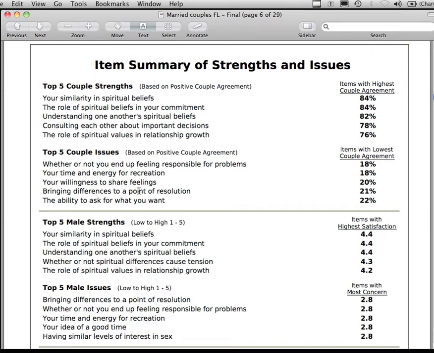Bringing differences to a point of resolution is a conflict resolution item. Most couples are not feeling good about that. 79% of them are not feeling good about that. Only 21% are. And the ability to ask for what you want is a communication and conflict resolution kind of item. It's an assertiveness skill, and you can see most people are struggling with that.